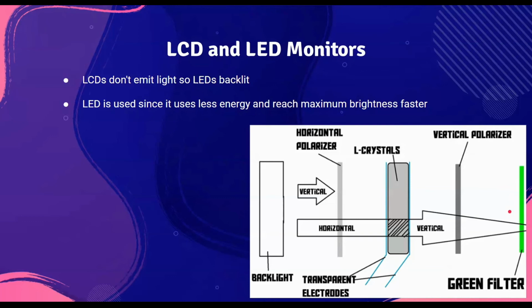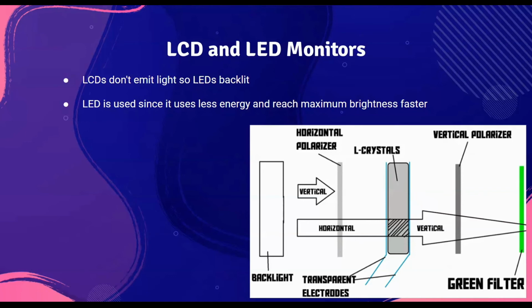But if the value is 0, then the transparent electrodes will be passed with electricity, so it changes the orientation of the liquid crystals. So the liquid crystals cannot change horizontally polarized light to vertical, and the vertical polarizer will block the light. In a 1920 by 1080p screen, there are 2 million pixels, which means there are 6 million subpixels. So for each subpixel, there will be a structure like this to show the content on the screen. This is all about LCDs.